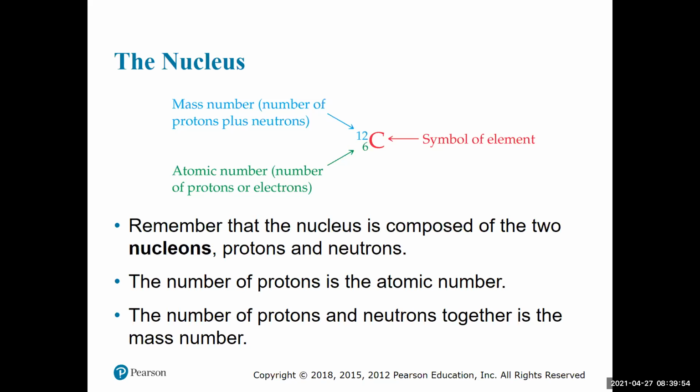A term that I don't think we've used before is that when we talk about the nucleus, we say it's composed of nucleons. And the nucleons are represented by the protons and the neutrons.